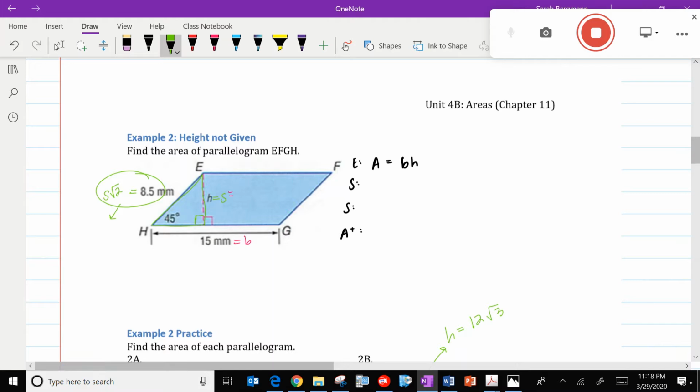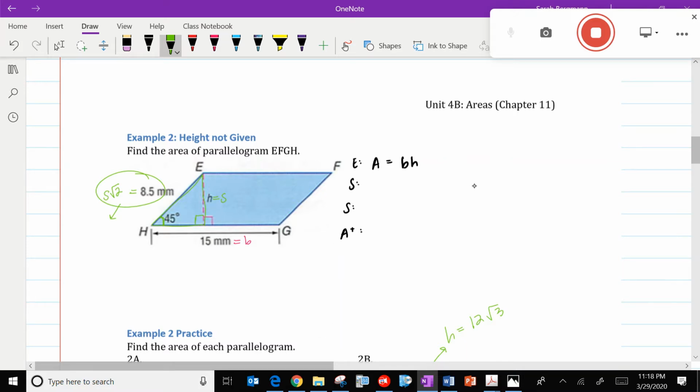Okay, let's try another one. This time we are finding area again. However, this time they're not giving us the height, and we can't just use Pythagorean theorem to figure it out. This time we have only one side given to us, but we have a special triangle. It's a 45, 45, 90 triangle, and I know that in a 45, 45, 90 triangle, each of the legs is equal to S. The hypotenuse is equal to S radical 2.